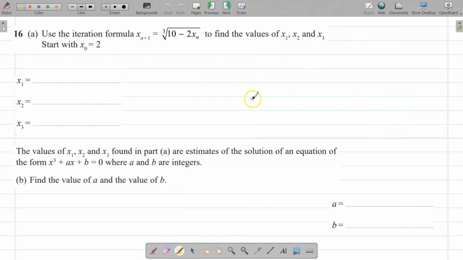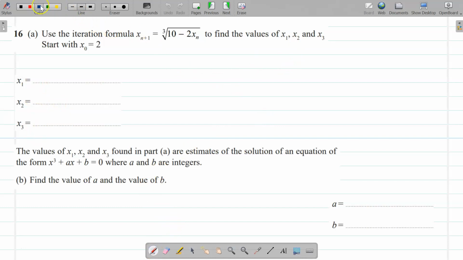Next question. And here we have to do an iteration. Now, they're giving us an iteration formula to use. The next iteration is the cubed root of 10 minus twice the previous one. We've got to work out x1, x2, x3. This is what you do as a reminder.